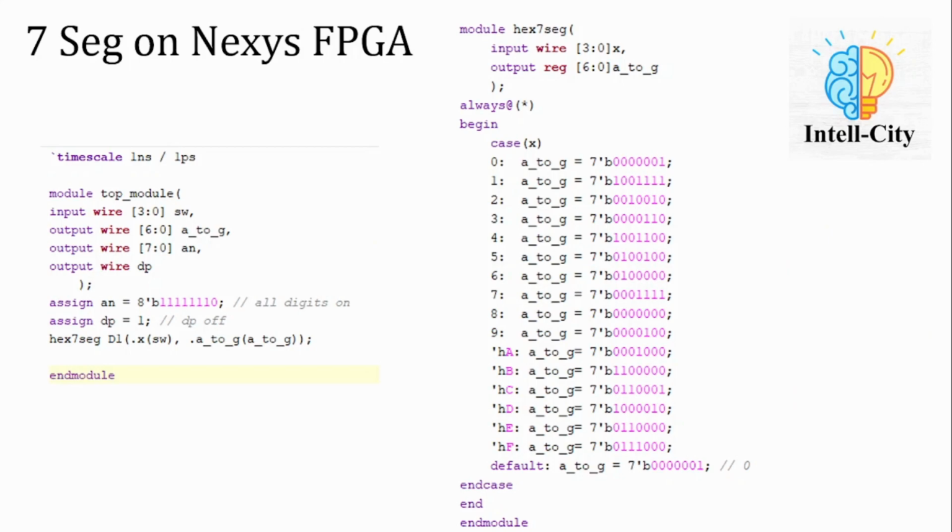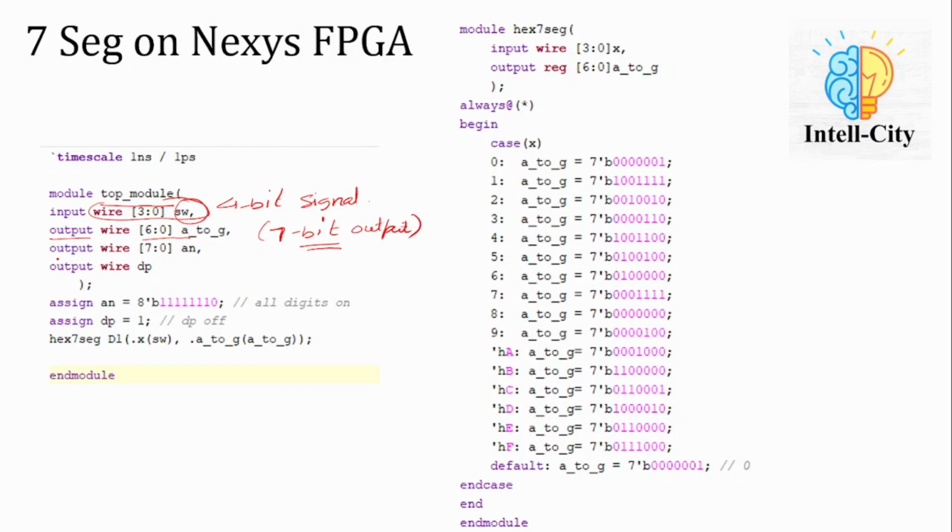Here's our Verilog code of the decoding operation of the decoder. Here we can see this is our top module. In the top module we have an input, which is the switch SW, and it is a 4-bit signal. The output we declare as a wire, and it is a 7-bit signal called A to G. This 7-bit output is actually the data which is going to the 7 segment.